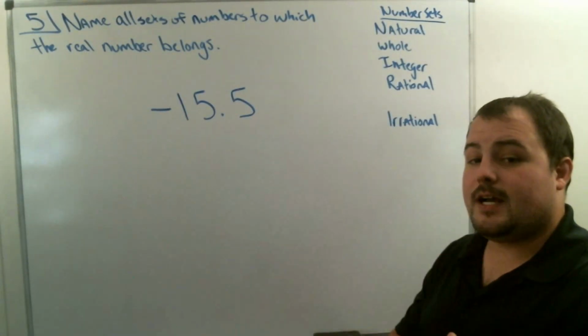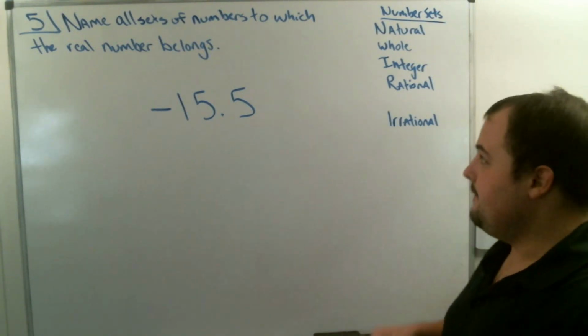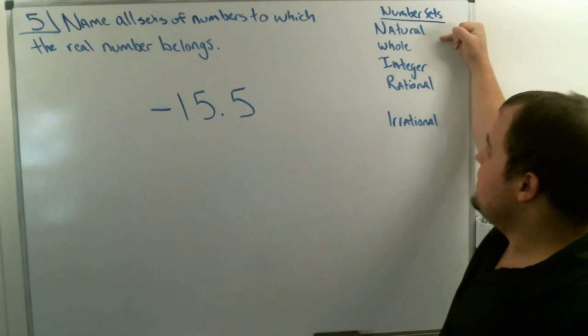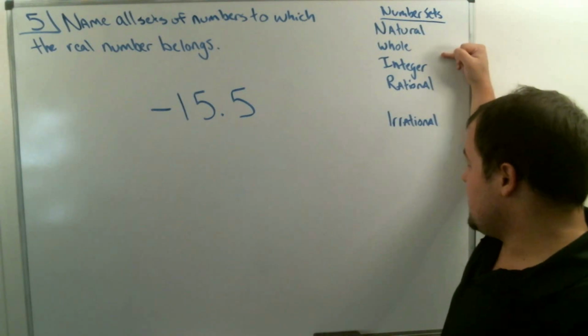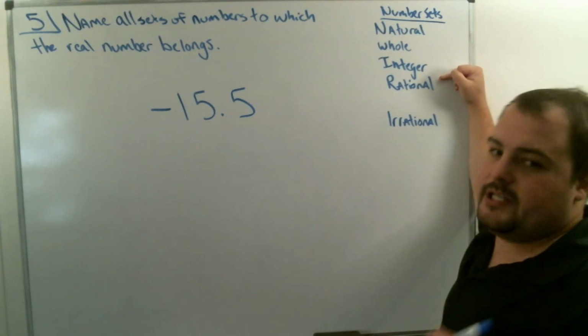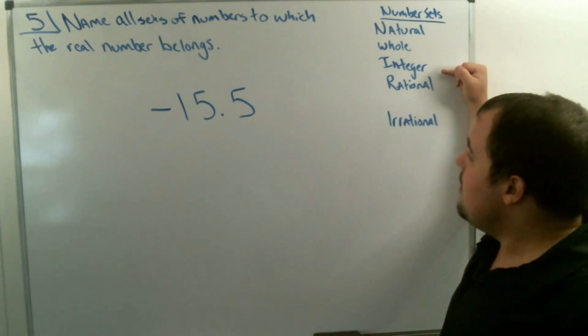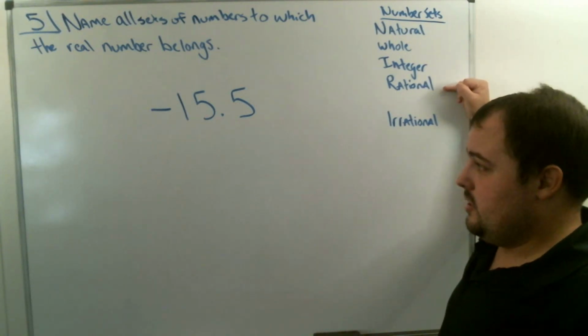All right, so number 5, example 5, -15.5. It's not a natural number. We normally don't count by 0.5s. It's not a whole number because it doesn't fall on a number line in the positive direction. It's not an integer because, again, normally we don't put it on a number line. It's not the opposite of a whole number. But it is rational because I could make it a fraction.